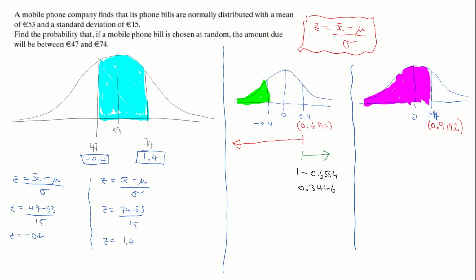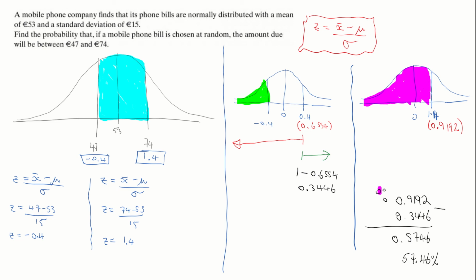So what does that now mean? In order to find this region back over on my main picture in the turquoise color, all I have to do now is I need to take away that green portion, which is here, away from the overall purple, which is all of this together. So I just need to take away my two solutions from each other and I will have my answer. So therefore, my final solution is going to be 0.9192 minus 0.3446. And that is going to give me 0.5746, or in other words, 57.46%.